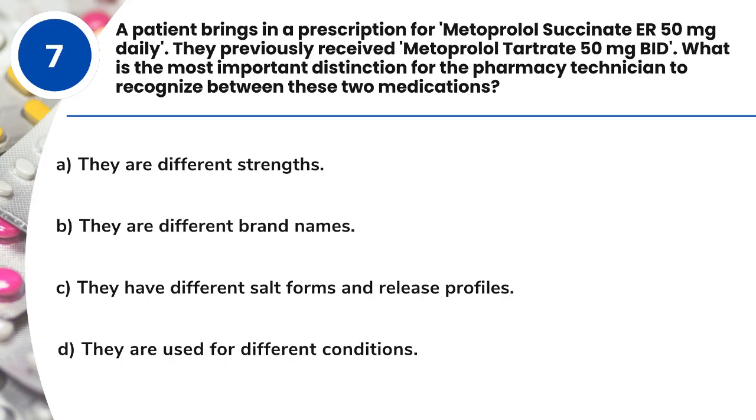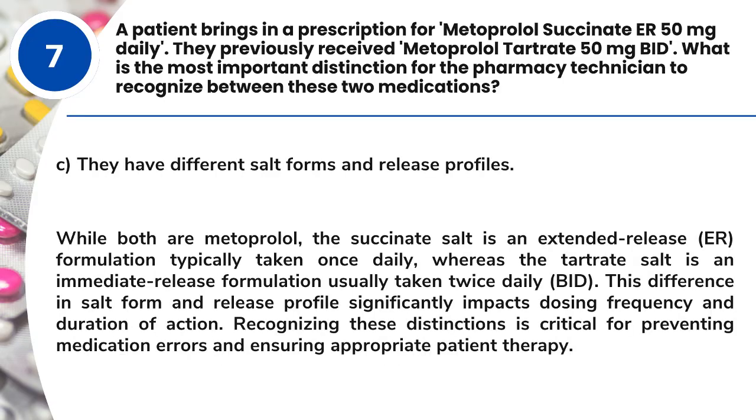Question 7. A patient brings in a prescription for metoprolol succinate ER 50 mg daily. They previously received metoprolol tartrate 50 mg BID. What is the most important distinction for the pharmacy technician to recognize between these two medications? A. They are different strengths. B. They are different brand names. C. They have different salt forms and release profiles. D. They are used for different conditions. Answer C. They have different salt forms and release profiles.